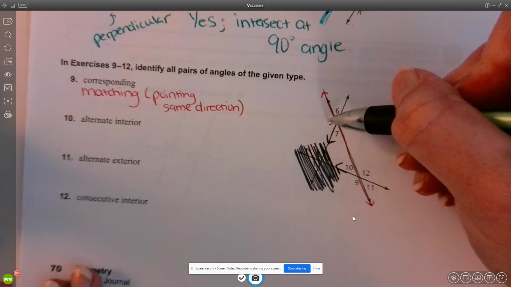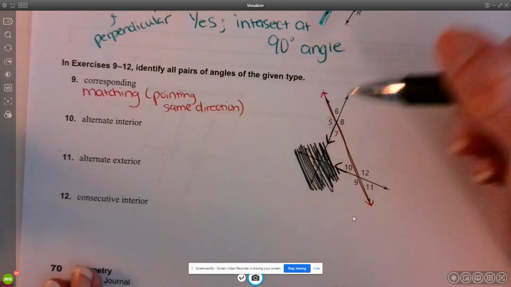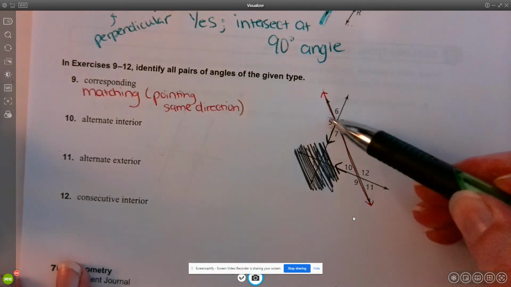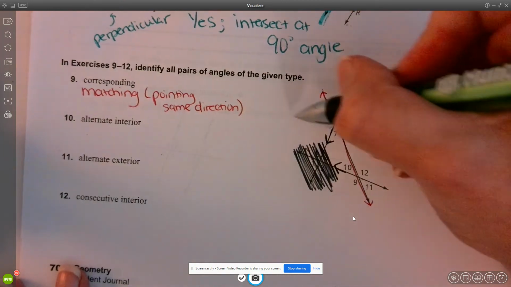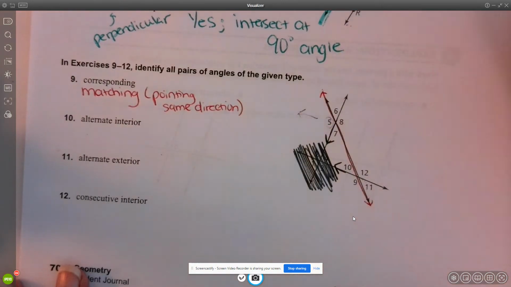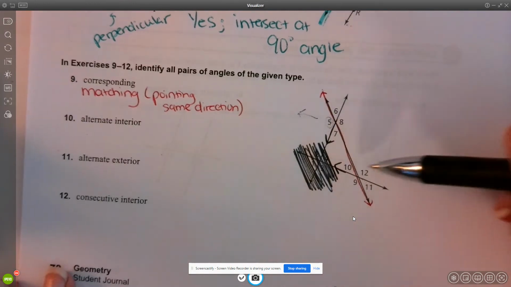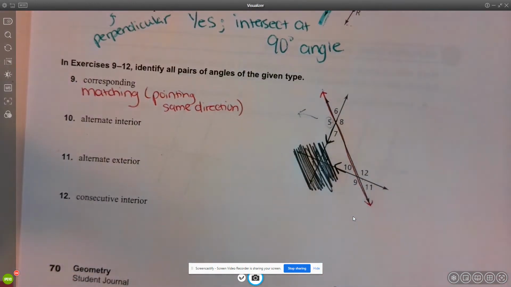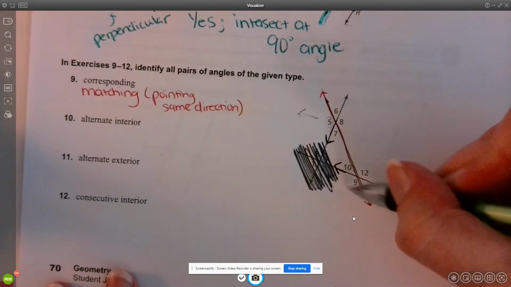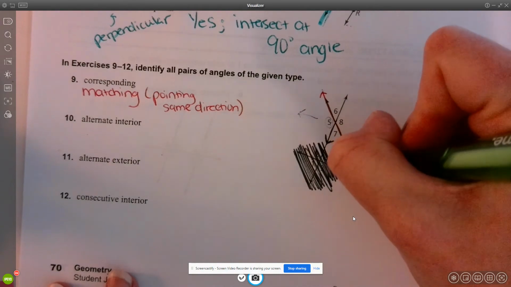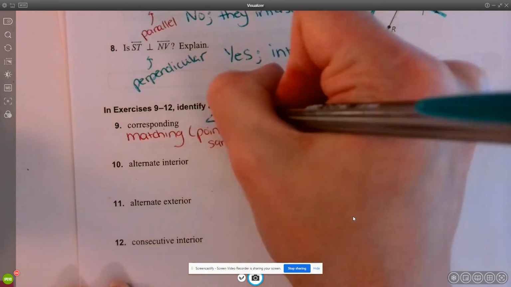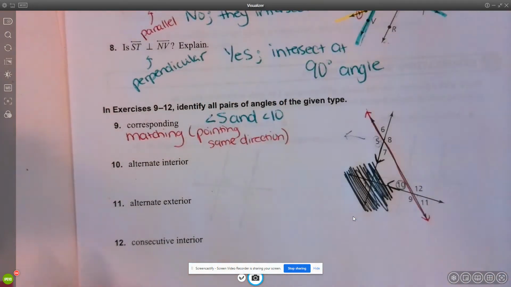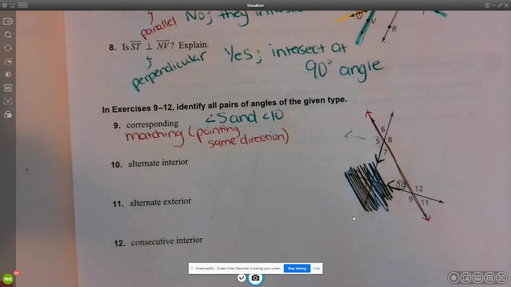If I look at angle 5 here, this is the angle that's in this top left-hand corner. It's pointing this direction. Its corresponding angle is the angle down here that is also pointing in that similar direction. It's in the top left corner. And so the angle down here that's in that same spot in that top left-hand corner is angle 10. So angle 5 and angle 10 are a pair of corresponding angles.